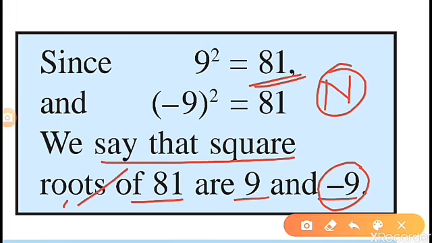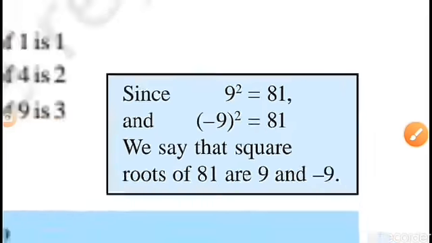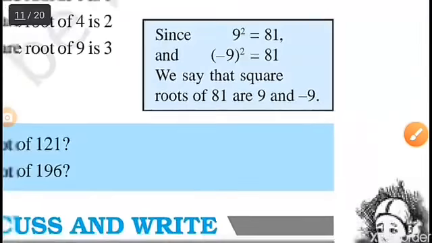Okay, but in class 8 we are constrained to only positive values, that is, we will discuss only the natural numbers. So for us the square root of 81 is only 9, not minus 9. So we will not say minus 9, we will say only plus 9.